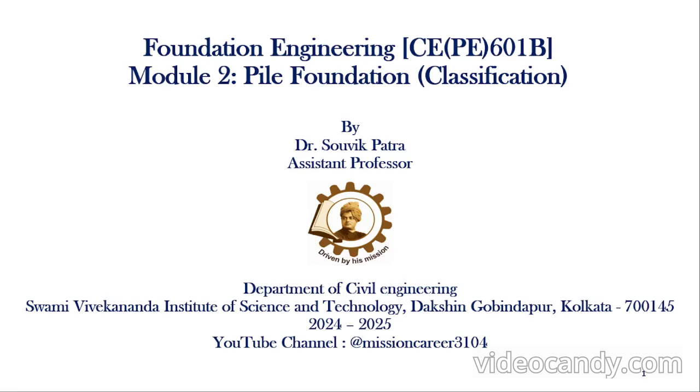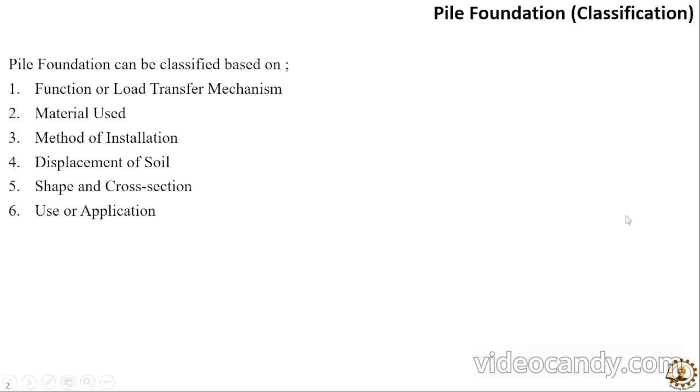Now, if you want to classify the pile foundation, we can classify it with multiple categories. That means based on how the load is transferred to the subsoil, the mechanism, the material used, or the shape or its cross section. So basically, we classify pile foundation mainly into six categories: the function or the load transfer mechanism, material used, method of installation, displacement of soil, shape and cross section, and user application.